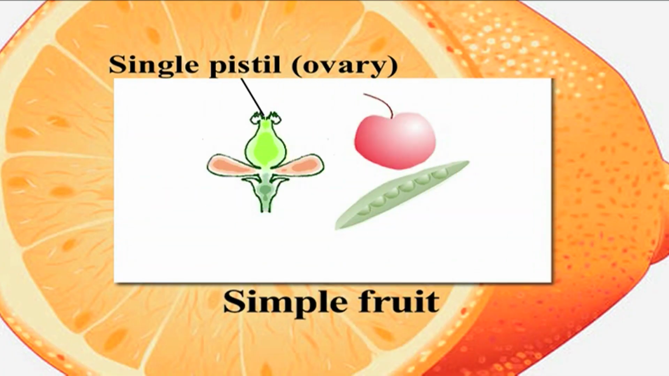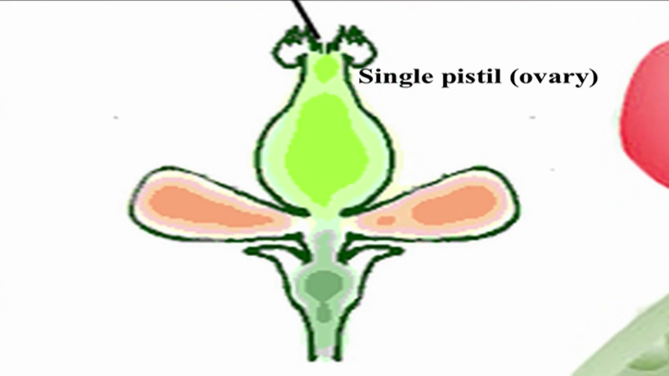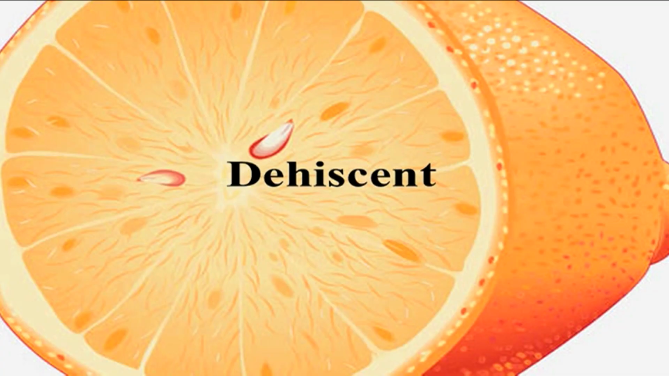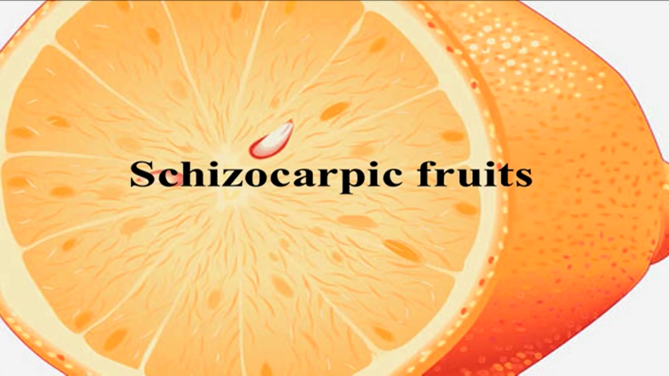Simple fruits. A single fruit develops from a flower having a single carpel or several united carpels but with single ovary. In other words, a simple fruit develops from a single pistil of one flower. Simple fruits can be classified under three categories: indehiscent, dehiscent, and schizocarpic fruits.